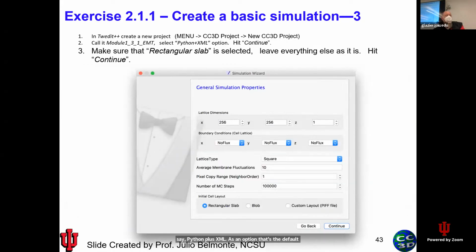Okay. And we're going to leave the defaults for the lattice size and everything else as they are. But make sure that for initial cell layout, you select rectangular slab, not blob. And we'll hit continue. You can tell Julio uses a Mac, huh? So the screenshots are all Mac screenshots. If these were my slides, they'd have Windows screenshots. You'd be able to tell the difference because the windows themselves would have a slightly different layout.